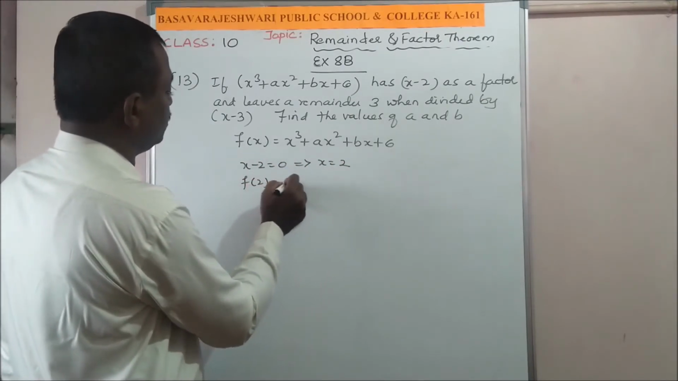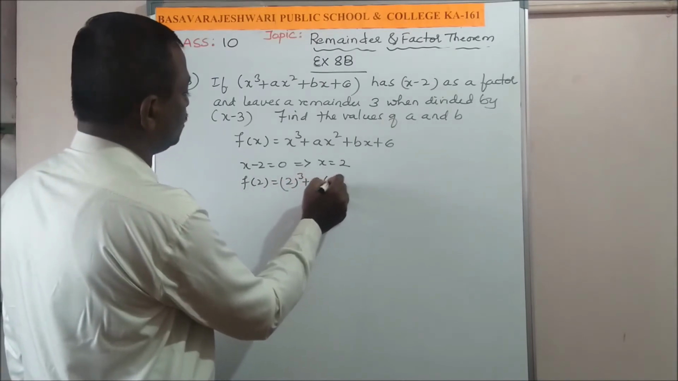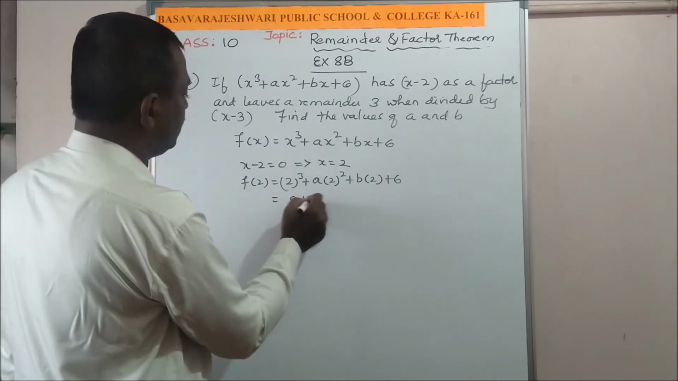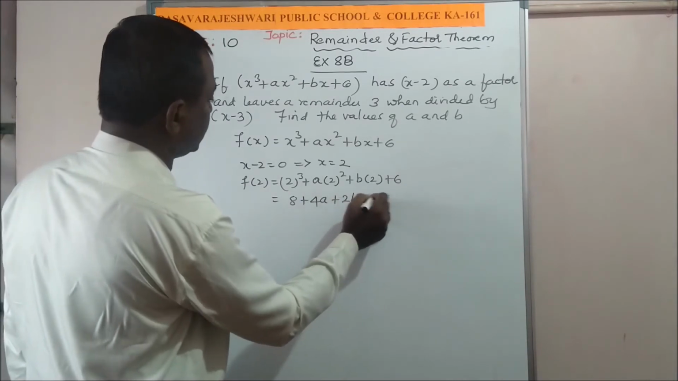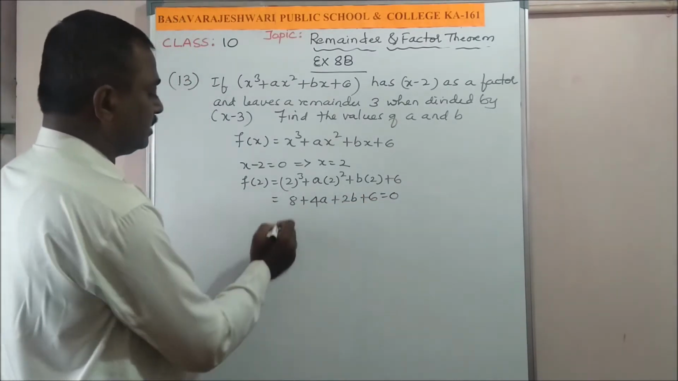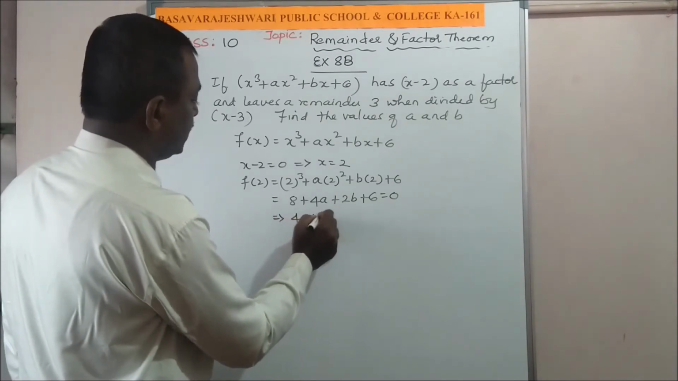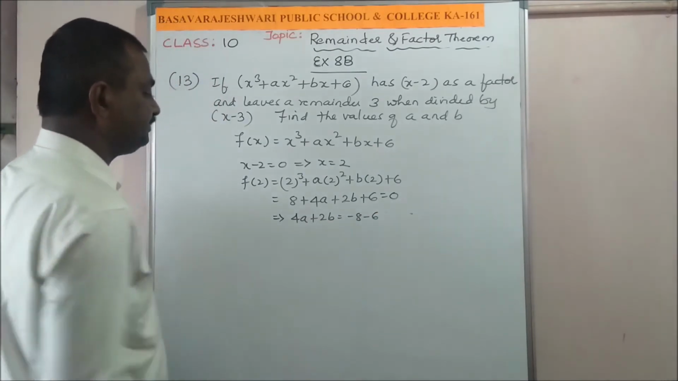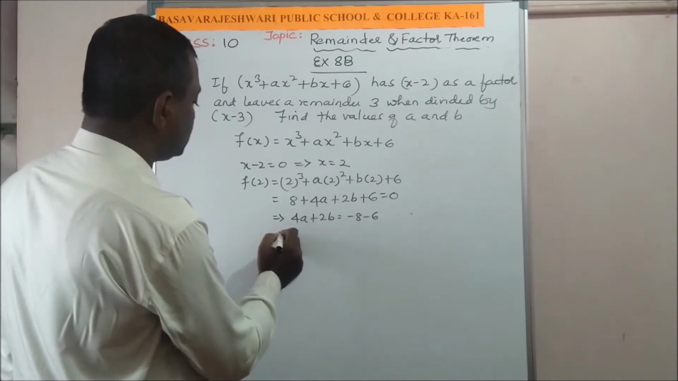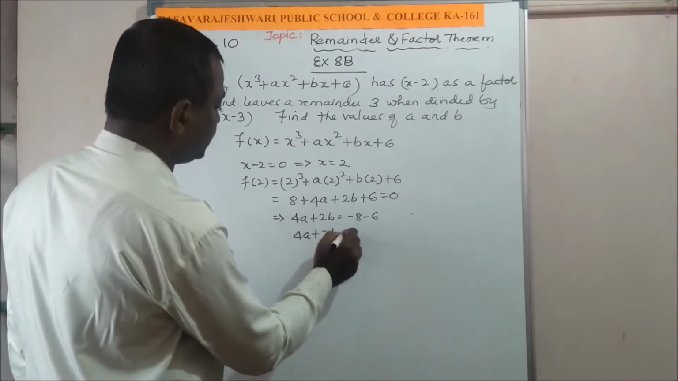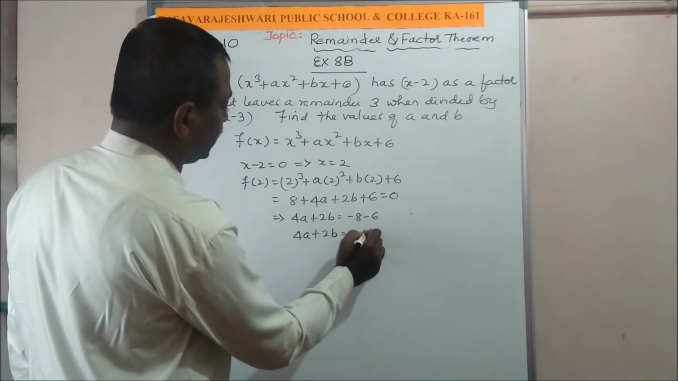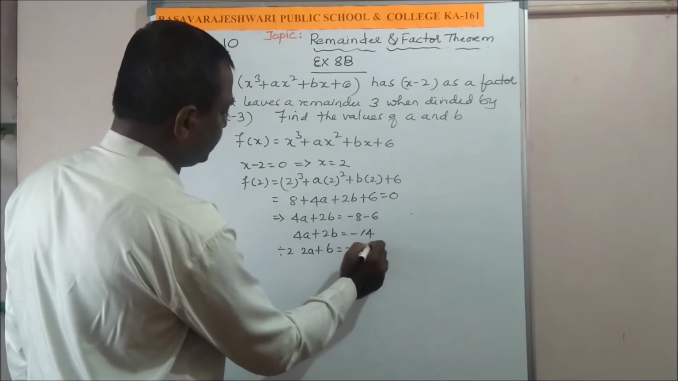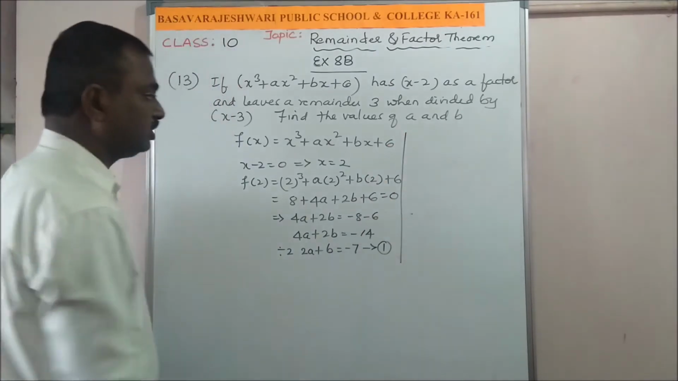f of 2 is equal to 2 cube plus a into 2 square plus b into 2 plus 6. 8 plus 4a plus 2b plus 6 is equal to 0. Remember, this implies 4a plus 2b is equal to minus 8 minus 6. Correct? That is 4a plus 2b is equal to minus 14. Divide by 2. 2a plus b is equal to minus 7. Equation number 1. This is the first part.